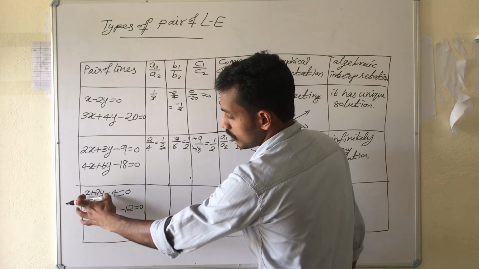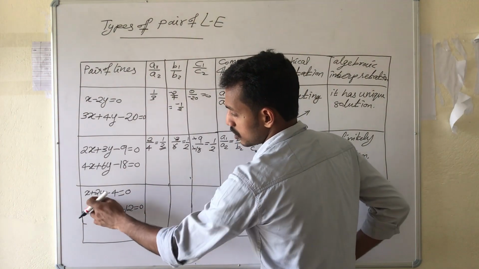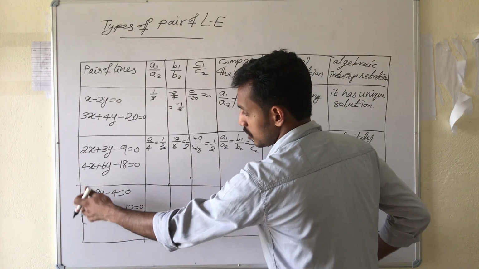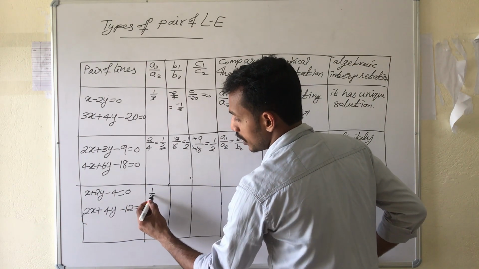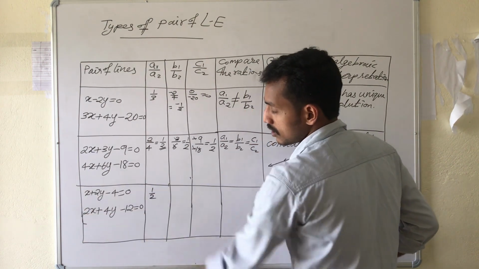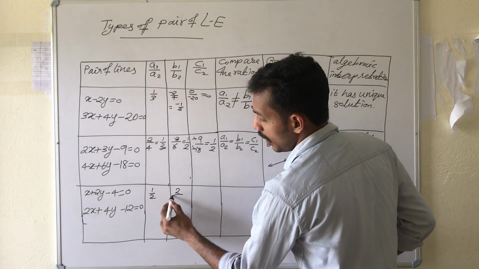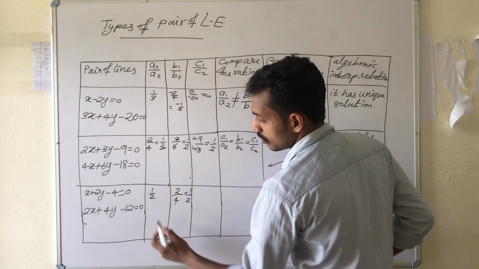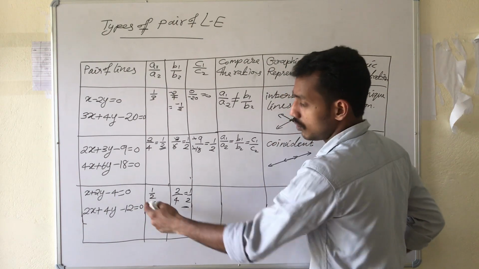Now the third example is x plus 2y minus 4 equal to 0 and 2x plus 4y minus 12 is equal to 0. So first take the ratio a1 by a2, that is 1 by 2. And what is b1 by b2? 2 by 4, which is also 1 by 2. So a1 by a2 is equal to b1 by b2.